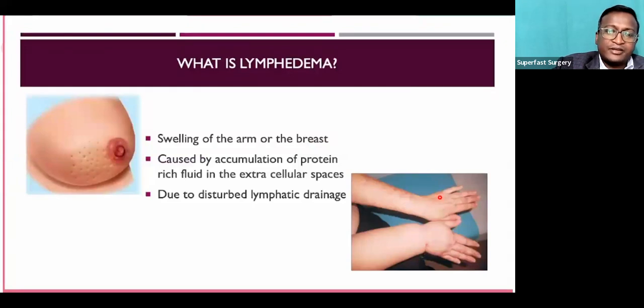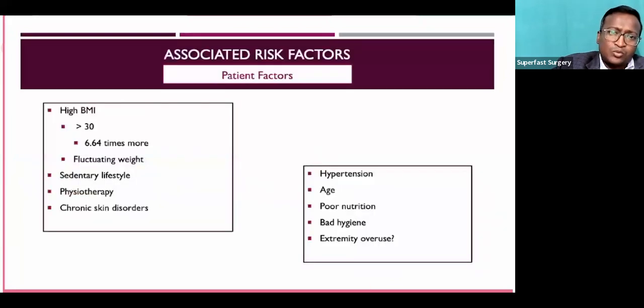And basically, what is lymphedema? It is swelling of the arm or the breast caused by accumulation of protein-rich fluid in the extracellular spaces, due to disturbed lymphatic drainage, like blockage in the lymphatic channels. Now, what are the risk factors? So all these are the risk factors.